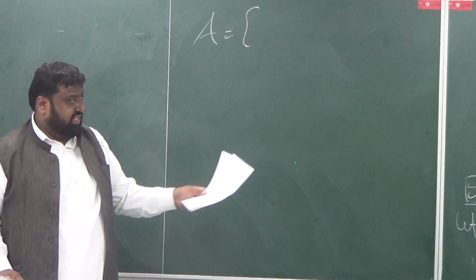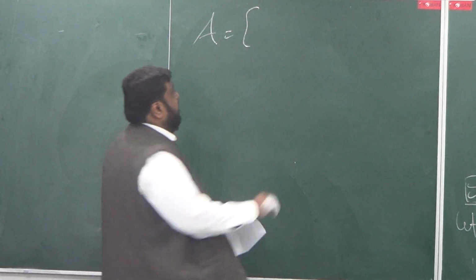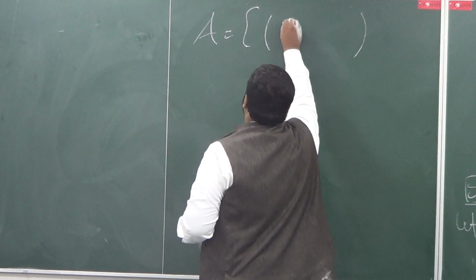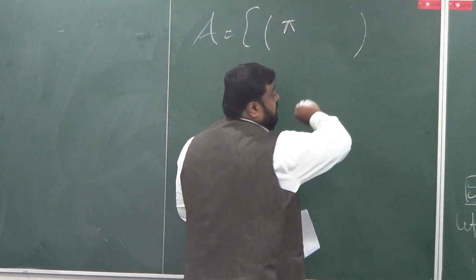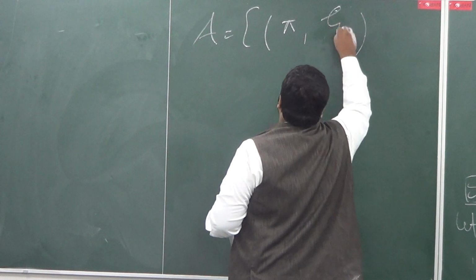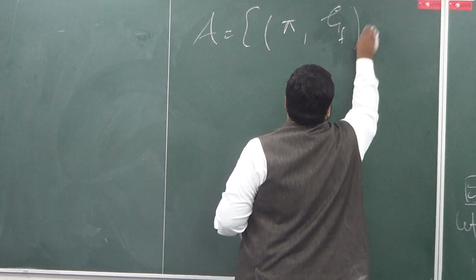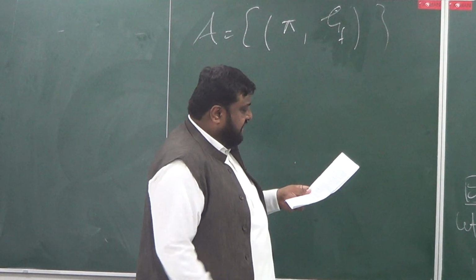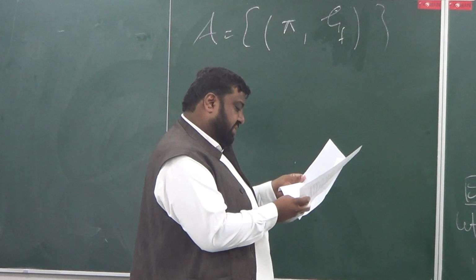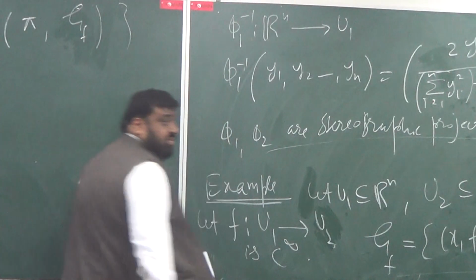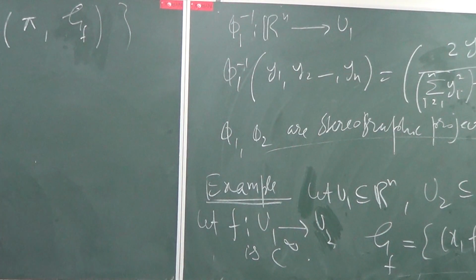For this graph, the manifold structure is going to be very simple. It's going to be a projection, which I'm going to define soon, and the graph itself. Do we have any structure on that? F is C infinity. If it is C infinity, think about it.